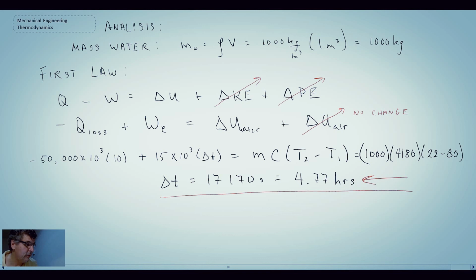So the next thing we're going to look at in the next part of the problem will be the Exergy Destruction, which will be in the next segment.